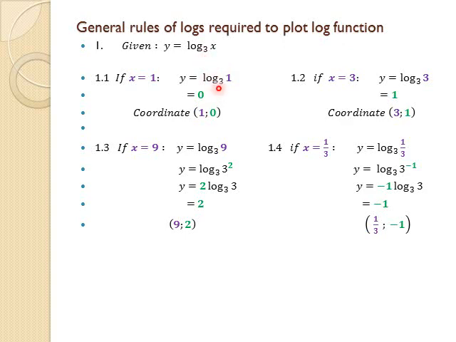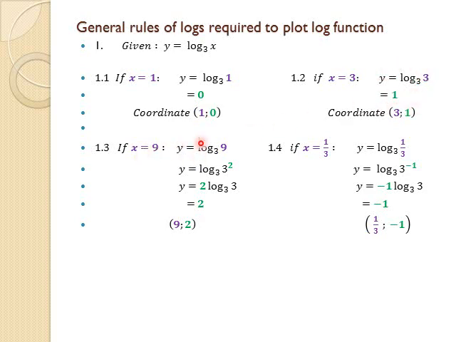Alright, so I have base 3. No matter which base I have, if I put the value 1 with that base, it will always give me an answer of 0. So if x equals 1, coordinates 1 and 0. x equals 3, you see now I've made the base and the value the same. If that's the case, we'll always get an answer of 1. So therefore coordinates 3 and 1. And everything else that we're going to solve now, we're going to try to get it to the value 1.